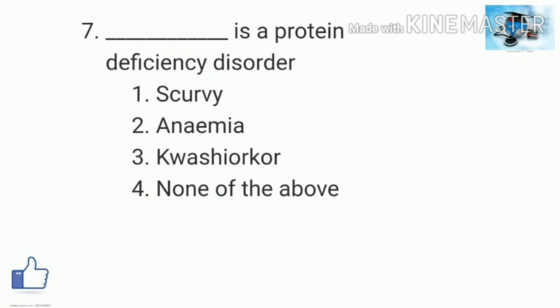Dash is a protein deficiency disorder. 1 scurvy, 2 anemia, 3 kwashiorkor, or 4 none of the above. So you would be knowing this answer. The answer is option number 3, kwashiorkor. So let's move on to the next question, question number 8.